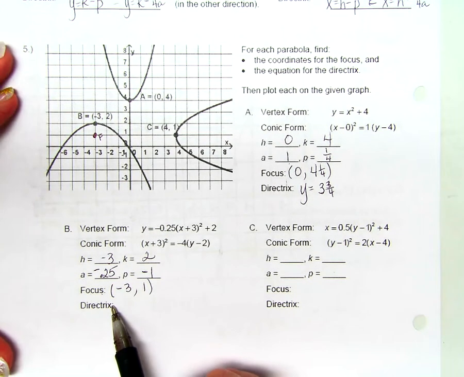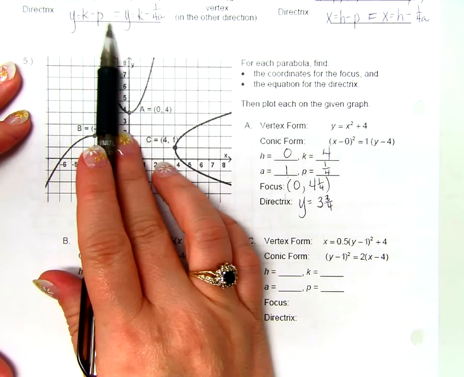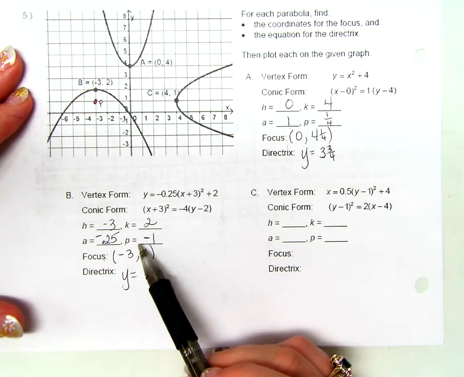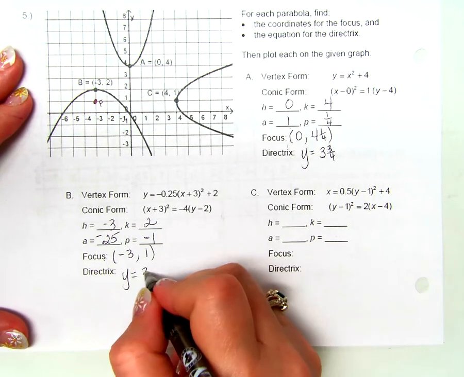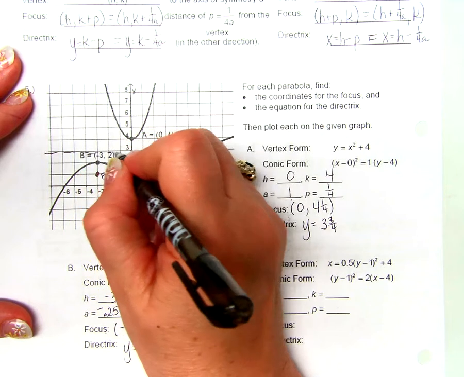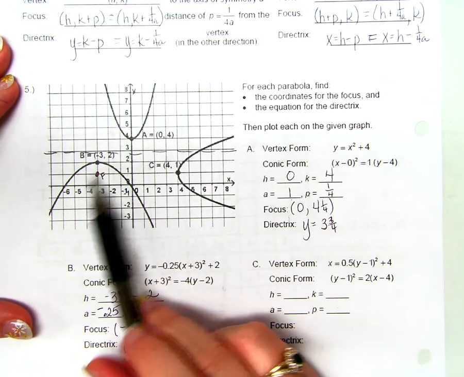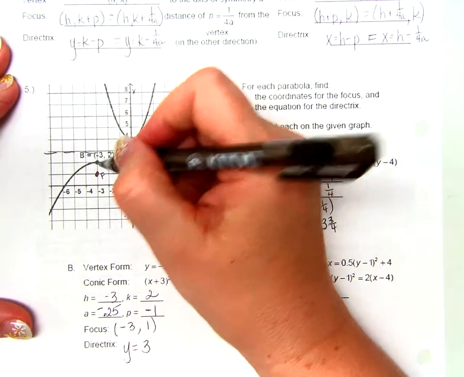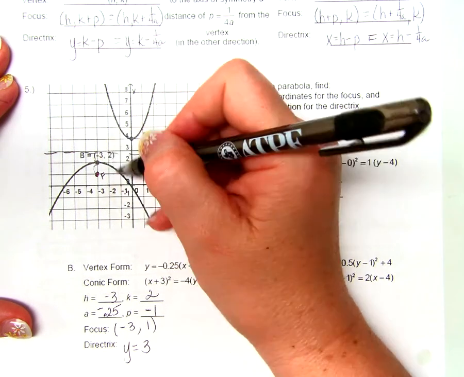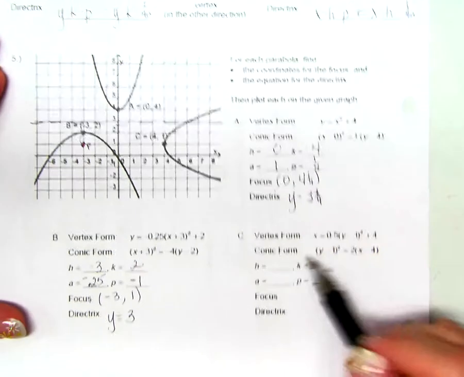So where's the directrix? Y equals K minus P. 2 minus a -1? 3. It crosses the y-axis at 3. So it's right there. Does that make sense in order according to this problem? Because that distance right there is 1, so that distance right there is supposed to be 1. We good? All right, what about C?